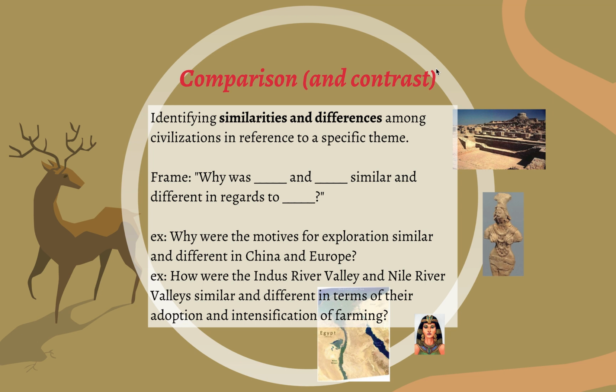Why was Christianity and Islam similar and different in regards to the development of monotheism? Then you might ask the questions, why were the motives for exploration similar and different in China and Europe? If I wanted to be really good, it would have been in the early modern era. How are the Indus River Valley and Nile River Valley similar and different in terms of their adoption and intensification of farming? So again, two places that have similar and different trends and themes that occur, and then you want to know specifically what is it that you're looking at.